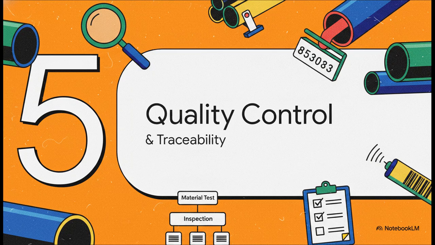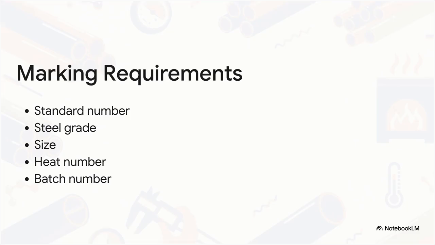Finally, Section 5, Quality Control and Traceability. Before a single piece of this material leaves the factory floor, it has to pass a rigorous checklist. ASTM A1016 mandates some very strict marking requirements so we have absolute traceability from day one. Every single bundle has to loudly and clearly display the standard, the steel grade, exact dimensions, heat and batch numbers, and whether it was hot or cold finished.